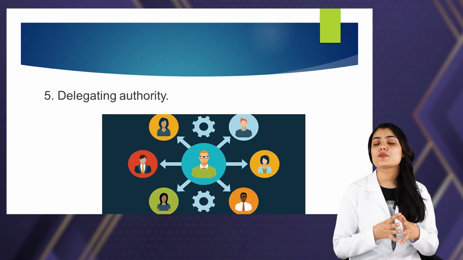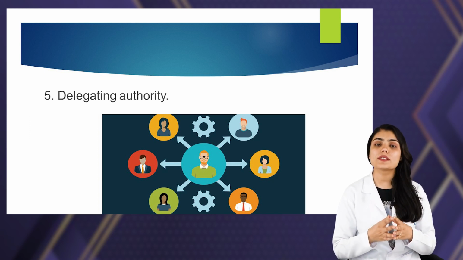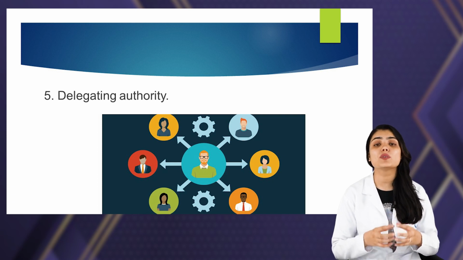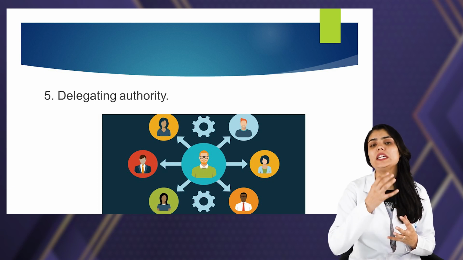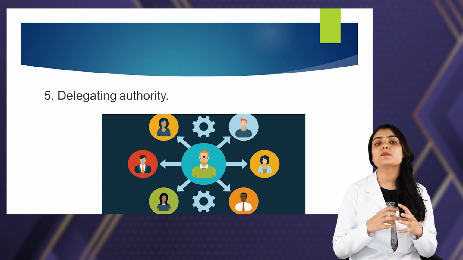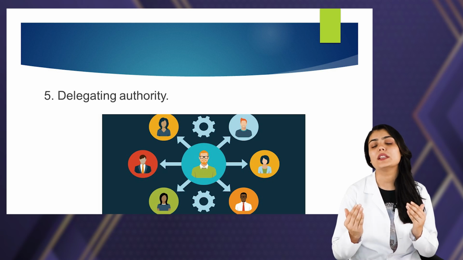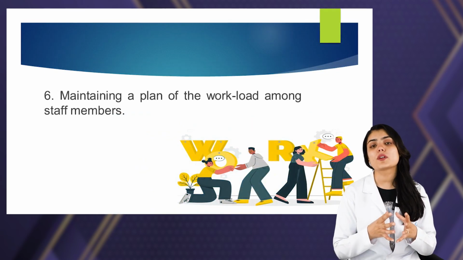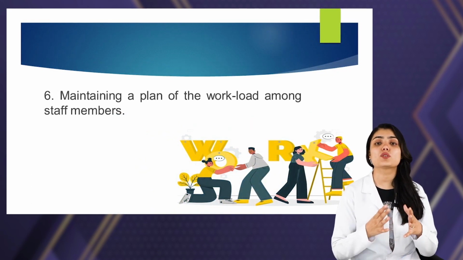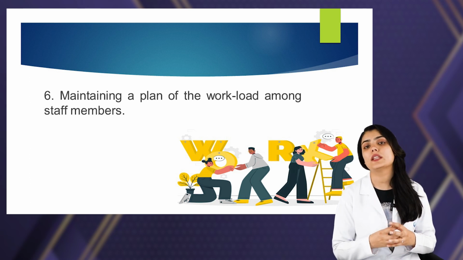Another very important role of the principal is delegating authority, which means the principal must be aware of the authority to be given to each member working in the organization, and it is the responsibility of the principal to establish that line of authority within the organization. Another important function of the principal is to maintain the workload among the people working within the organization.